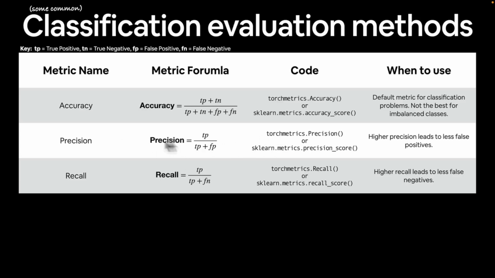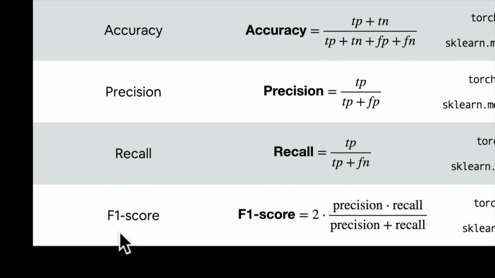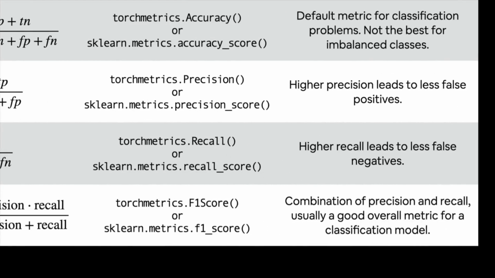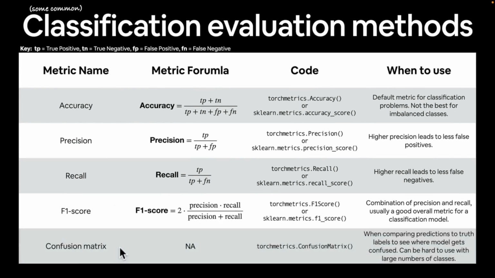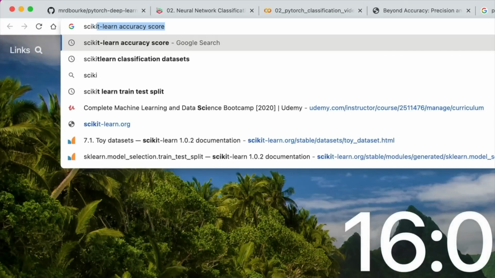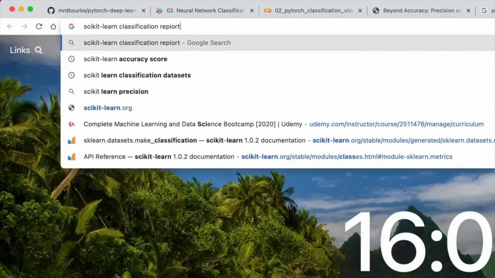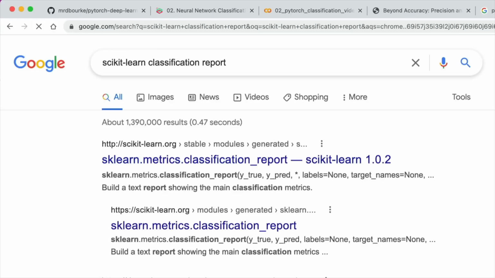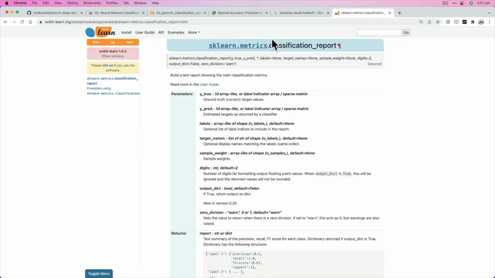If you'd like some code to do precision and recall, you've got torchmetrics.precision or torchmetrics.recall, as well as scikit-learn. Scikit-learn has implementations for many different classification metrics. Torchmetrics is a PyTorch-like library. And then we have the F1 score, which combines precision and recall. So it's a good combination if you want something in between these two. And then finally, there's a confusion matrix. I haven't listed a classification report here, but I've listed it up here. We can see a classification report in scikit-learn. A classification report kind of just puts together all of the metrics that we've talked about.